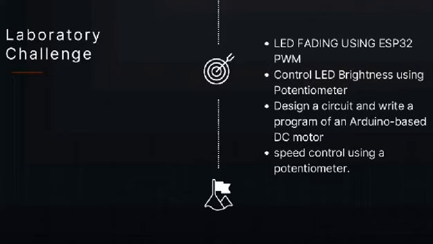Control LED brightness using potentiometer. Design a circuit and write a program of an Arduino based DC motor speed control using a potentiometer.